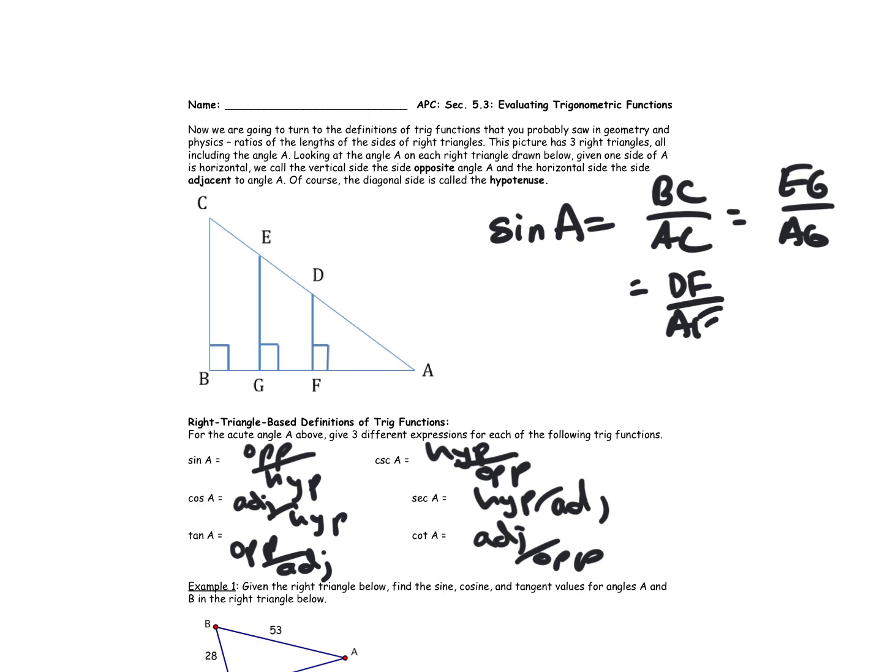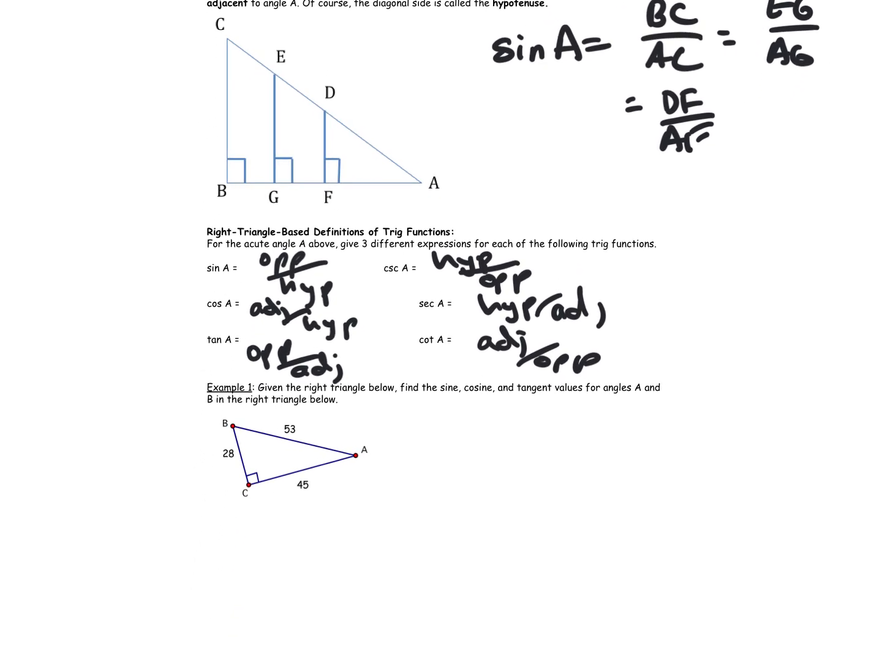And we're not always going to be working in the coordinate plane or with the unit circle. Sometimes we're going to be doing applications where we're just working with triangles. Okay, so given that, we've got a right triangle in example 1. You can pause this and evaluate the sine, cosine, and tangents for angles A and B, and then come back and let's see what we got.